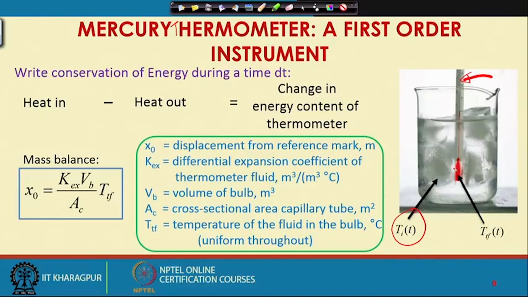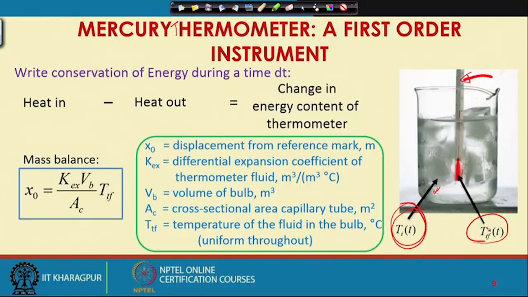So, the thermometer bulb receives this thermal energy. Let us say there is mercury inside, it undergoes restricted thermal expansion. So, it goes up, mercury goes up through this capillary, and from the scale graduated on the thermometer, you will be able to find out the temperature. So, let us say the temperature of the fluid is T I and the temperature of the thermometer bulb is T T F.